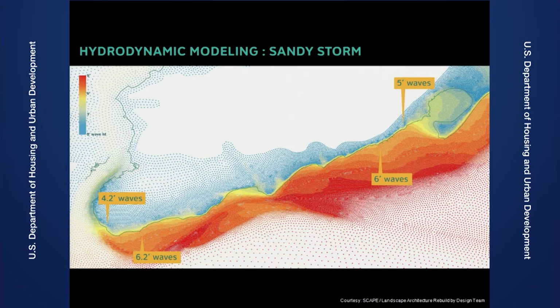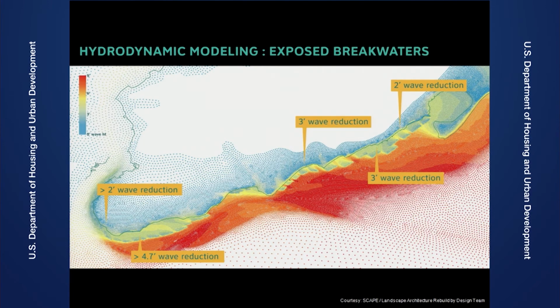This area along the South Shore in Tottenville experienced surge wave heights of about 4 to 6 feet during Sandy. Incorporating the exposed breakwaters into the model resulted in an estimated reduction in wave height of between 2 and 5 feet. This is a significant reduction, which dramatically expands the range and lowers the cost of land-based actions that are necessary.